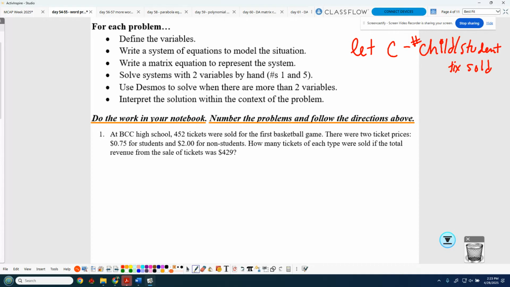And you said N for non-student? I didn't say that. Well, last class said A and B. Okay, so I've defined my variables. Isaac, I need a system. Can you tell me an equation that I can get out of the relationships described here?